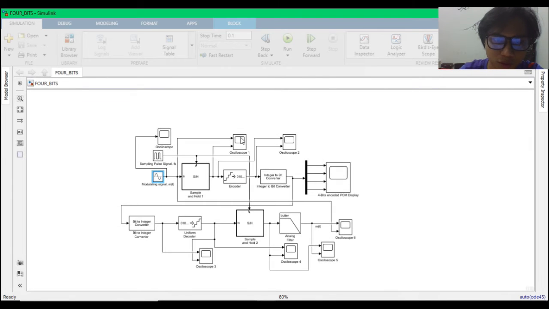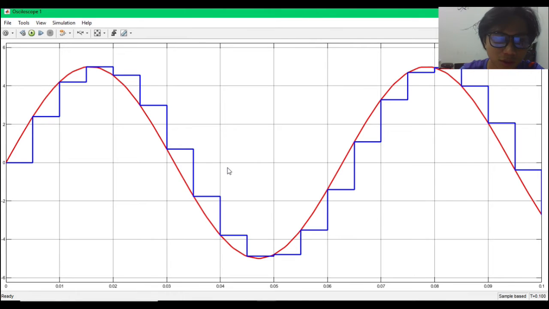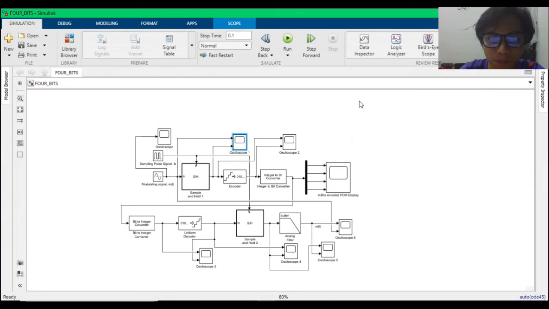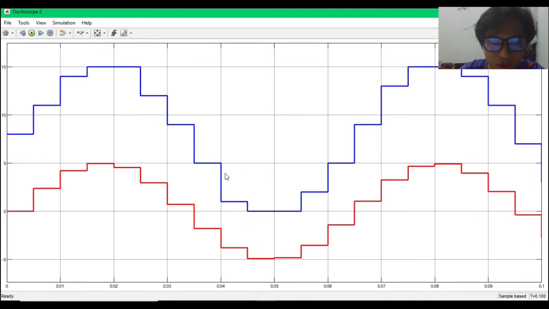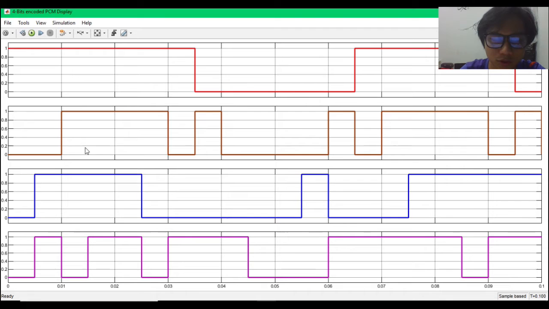As you can see, oscilloscope 1 shows the process from the sampling to the quantization. From the wave it goes to the quantization, and then for oscilloscope 2, from the quantization it goes to the encoding process, passed through the encoder. Here the integer to bit converter is for 4-bit. So this is our result here.